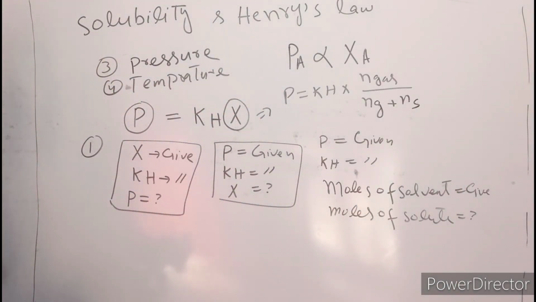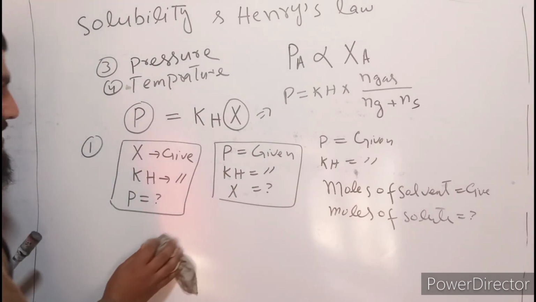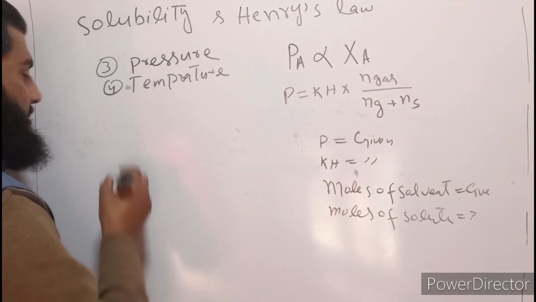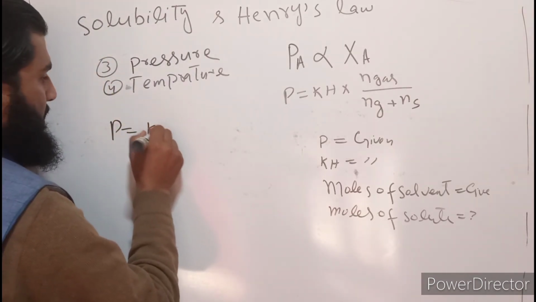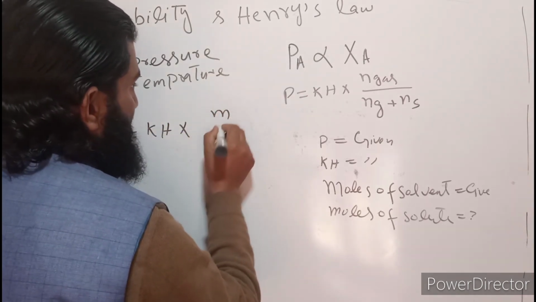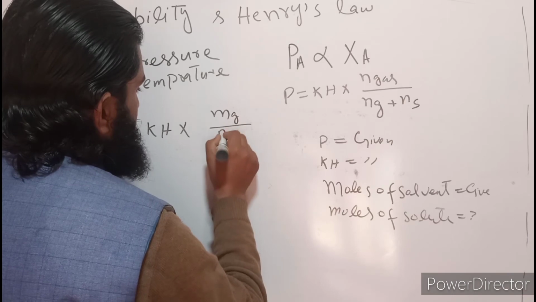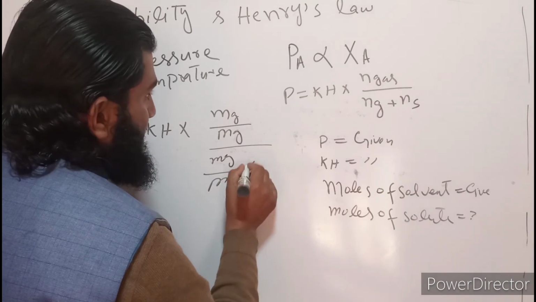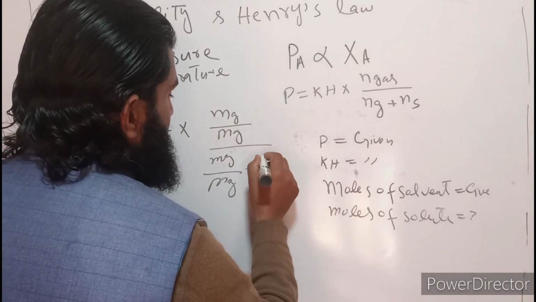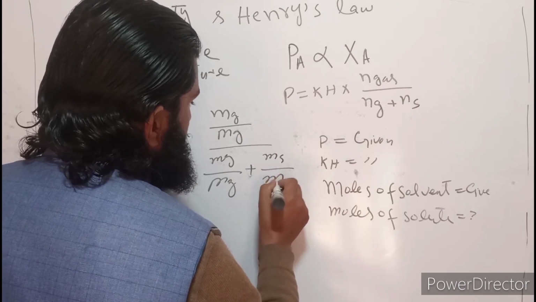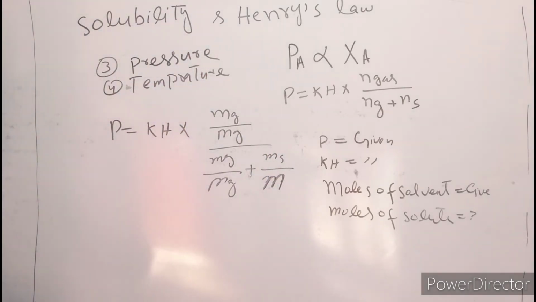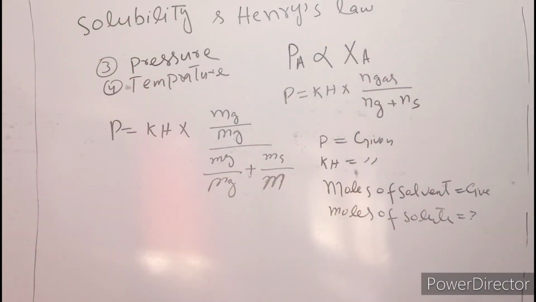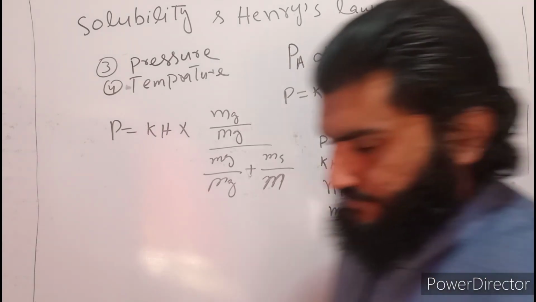Sometimes the examiner can ask a question about molar mass or mass. For example, P is equal to kh multiplied by mass of gas divided by molar mass of gas, divided by mass of gas divided by molar mass of gas plus mass of solute divided by molar mass of solute. So these are some angles from which the examiner can ask a question.